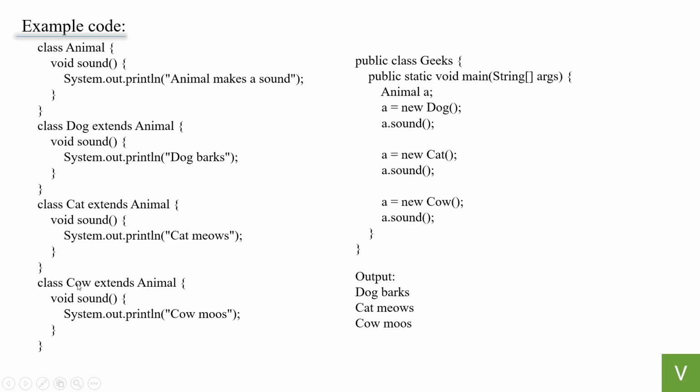In order to apply the concept of inheritance, we use the keyword called extends. Whenever we use the keyword extends, then only the child class acquires the properties of its parent class, that is Animal. So class Dog extends Animal, similarly class Cat extends Animal, and class Cow extends Animal. By executing this code, the output will be Dog barks, Cat meows, and Cow moos. So this is the concept of inheritance.